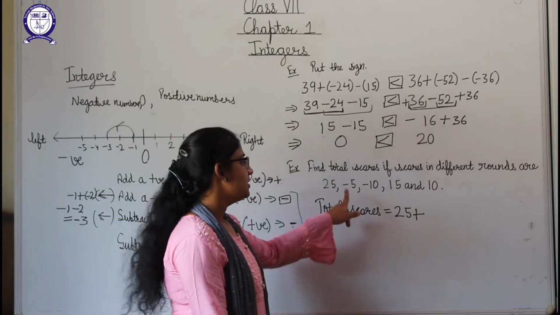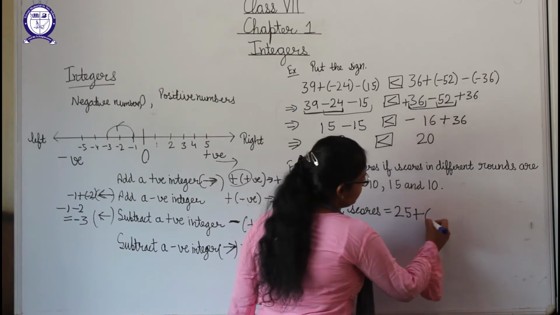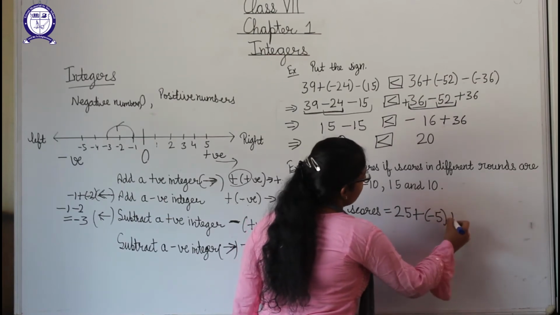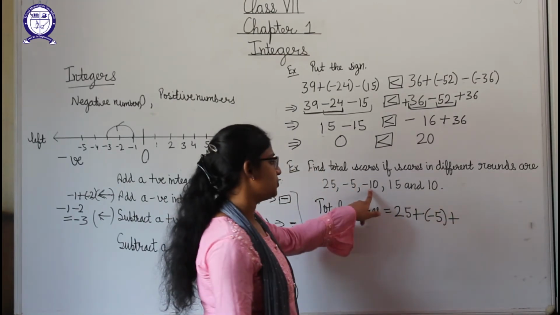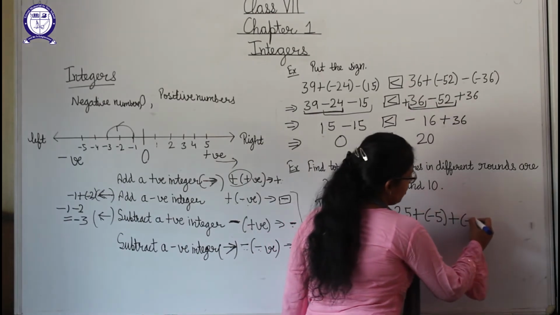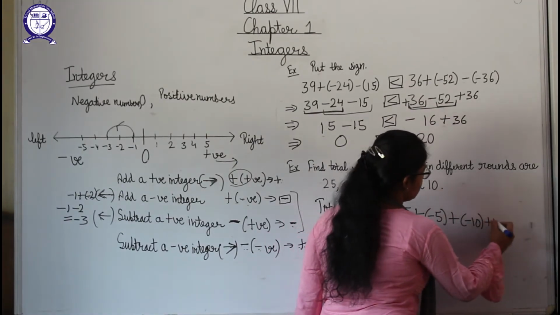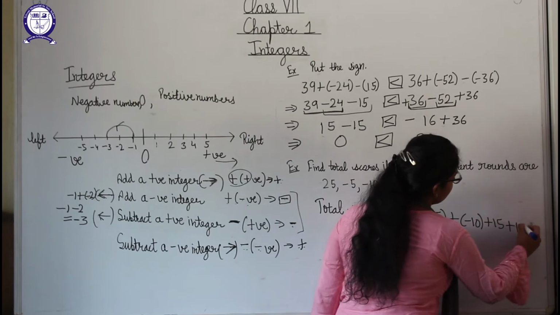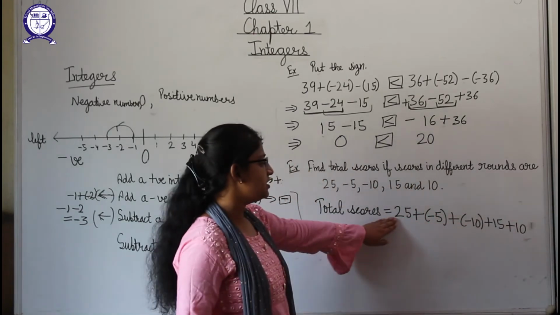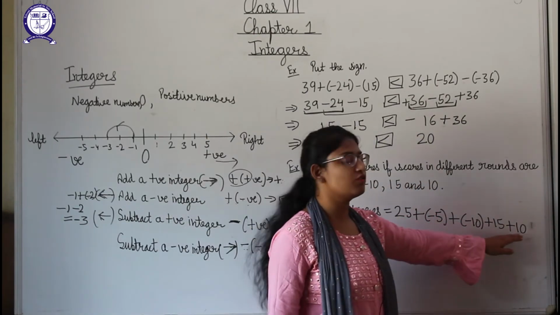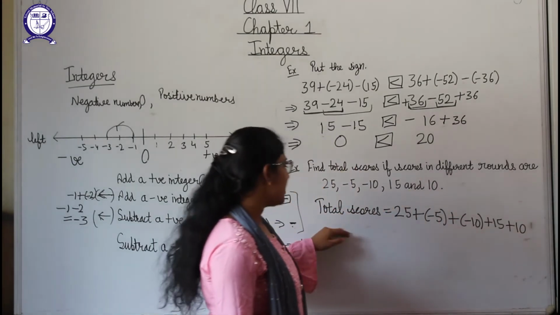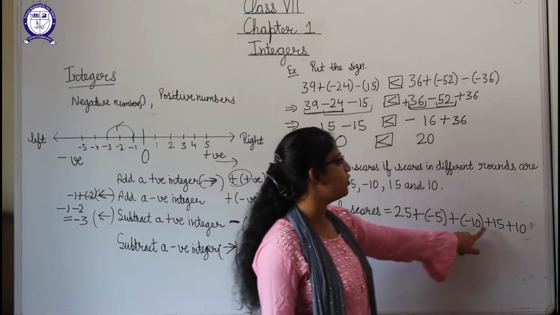we will add. The next one is minus 5, so we will put minus 5 in brackets. We have to add. The next one is minus 10, so I am putting minus 10 here, then plus 15 and plus 10. Okay, here these are the scores of 5 rounds, and as we have to do the total, so we will add all these.